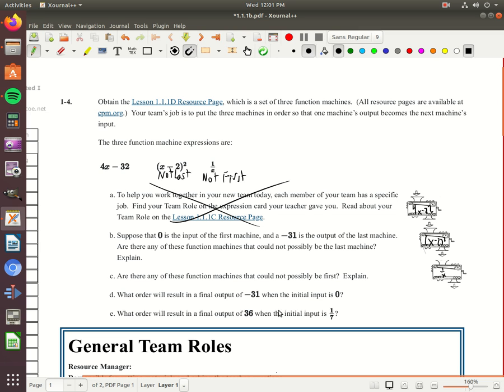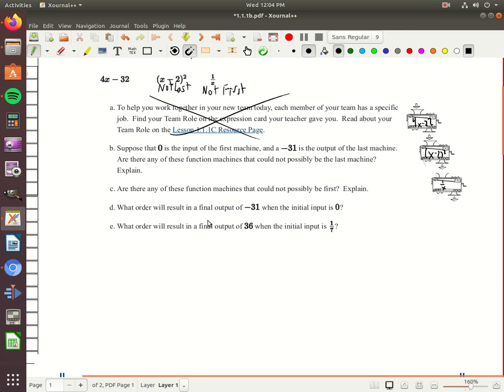And it says, what will be the final result to get negative 31 out? Well, I'll be honest with you, I don't know the answers to D and E, so I'm going to pause the video for a second and solve these so you don't have to sit here and watch me go through all this.